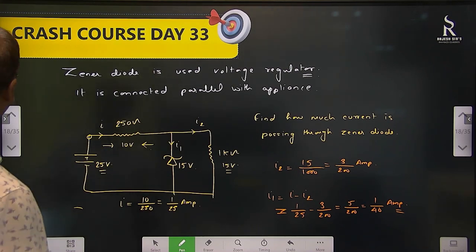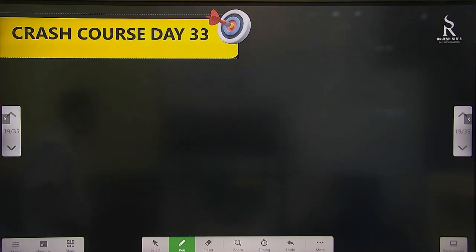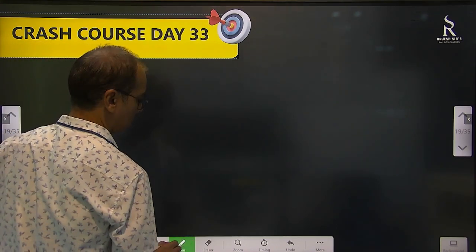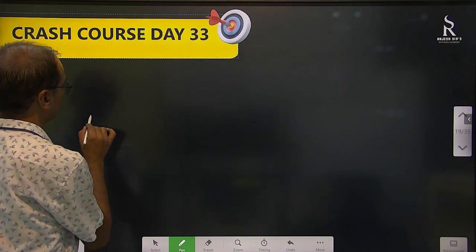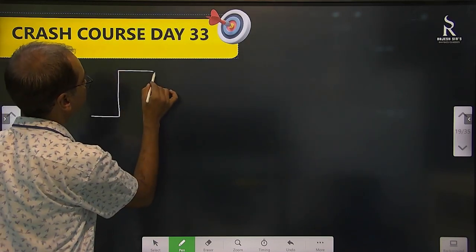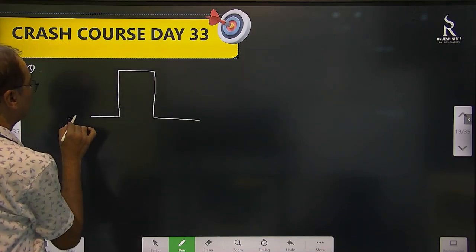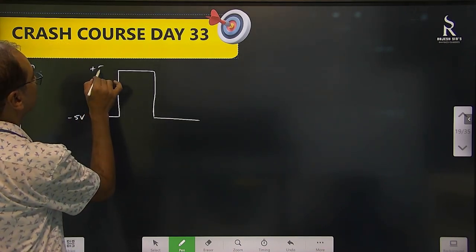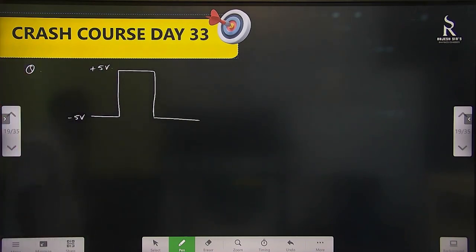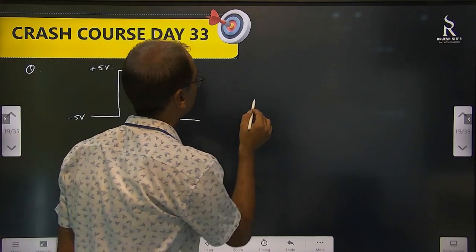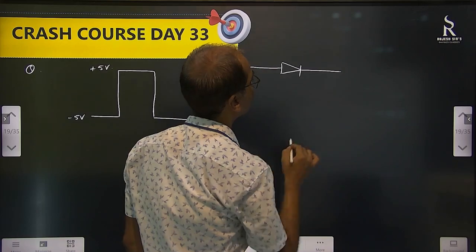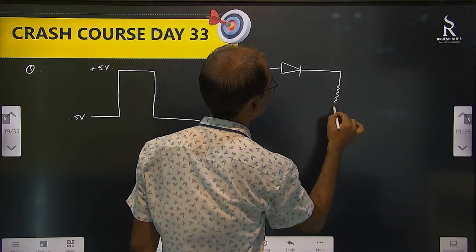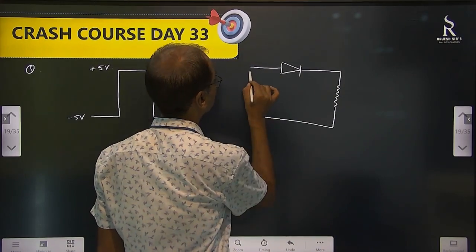Okay. What else? Then we will have one question in a different way. Okay. Suppose that the input is given to you in a waveform like this. Okay. This is minus 5 volt. This is plus 5. This is how the input is given. Okay. So what input have we given? Input we have given to this circuit. Okay, this is the circuit for us.